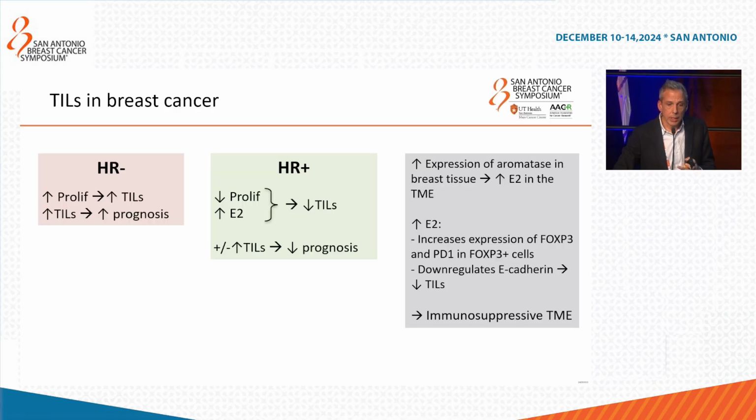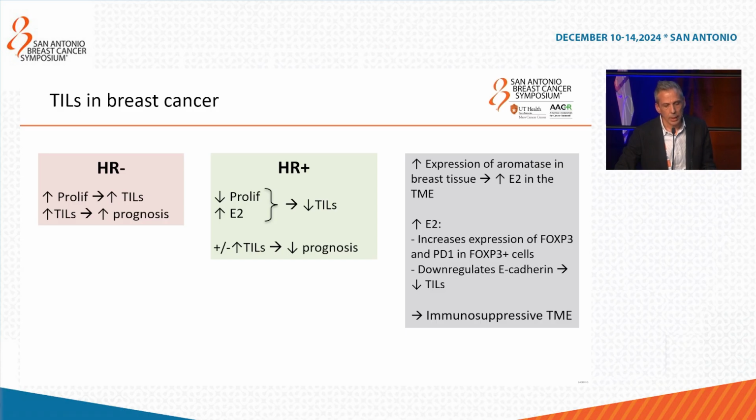And so what we know in terms of TILs in breast cancer, everybody here knows that in triple negative breast cancer, ER negative, we have more TILs, and the more TILs you have, the better the outcome. ER positive tumors are in general less proliferative as compared to triple negative breast cancer. We have a lower count of TILs, and for those ER positive patients that have a little bit higher TILs, the prognosis is not as good as for TNBC.